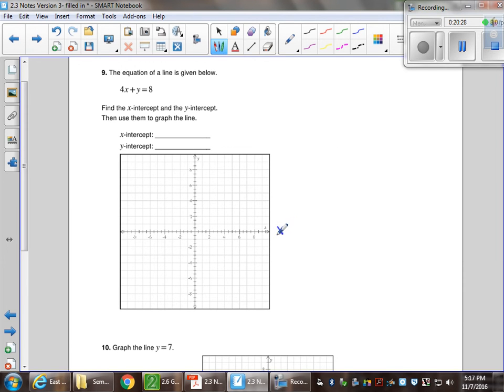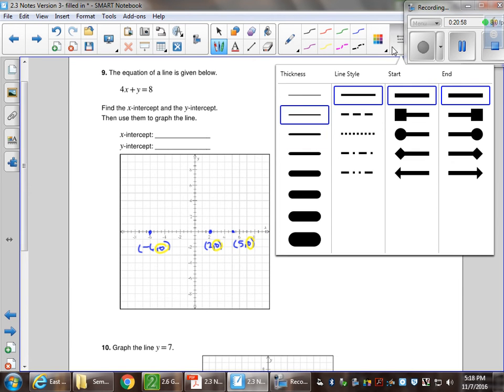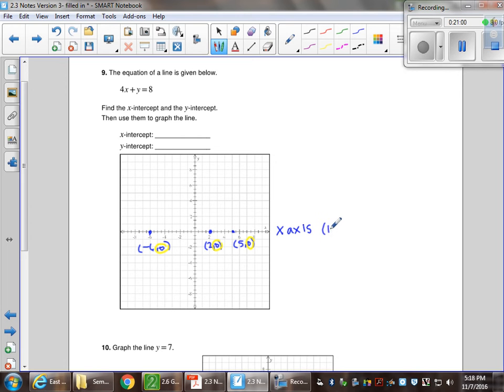So to be on the x-axis, well, here's 2, 0. Here's 5, 0. Here's -6, 0. What do all of these numbers have in common? Well, I see a number, comma, 0. A number, comma, 0. Number, comma, 0. So to be on the x-axis, it's always a number, comma, 0.